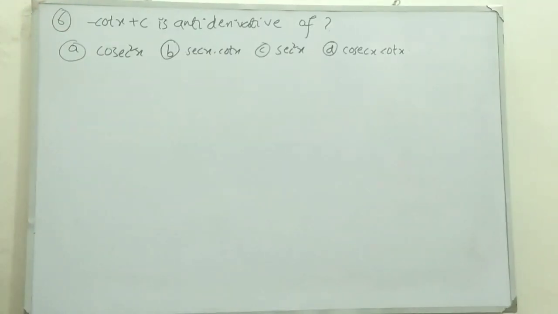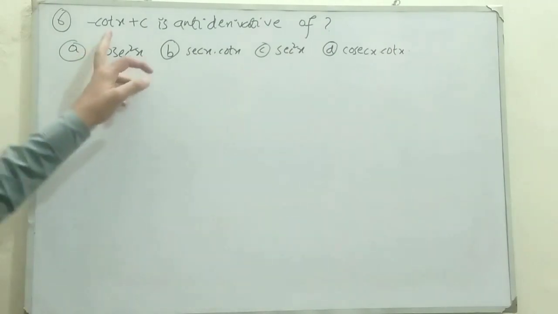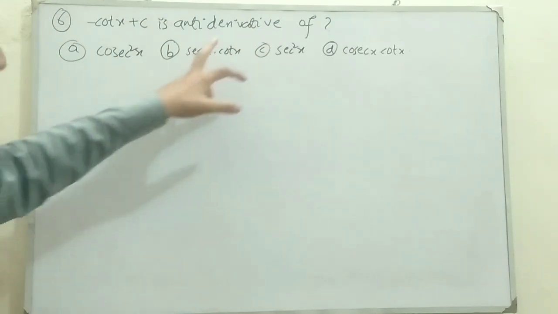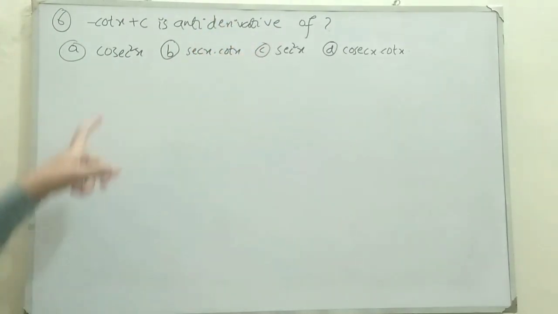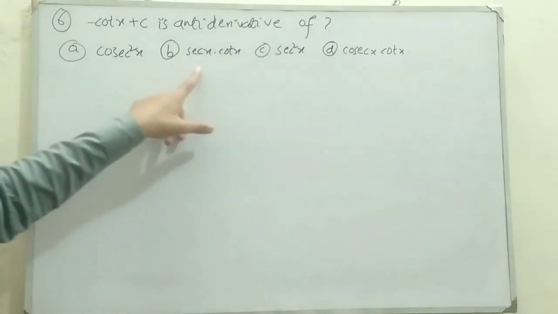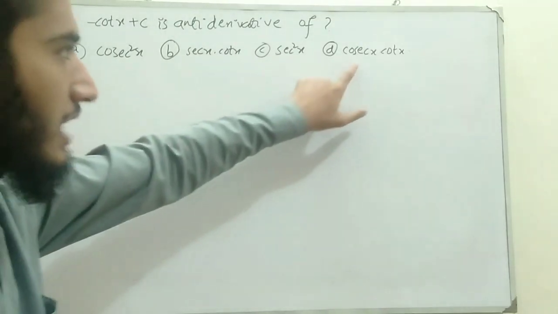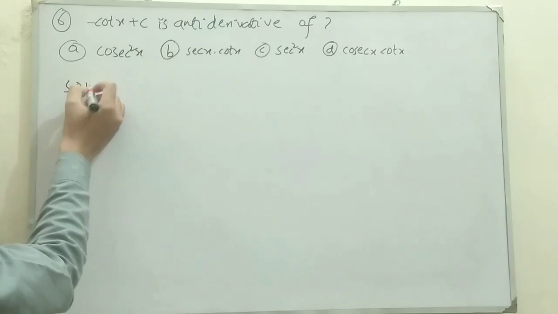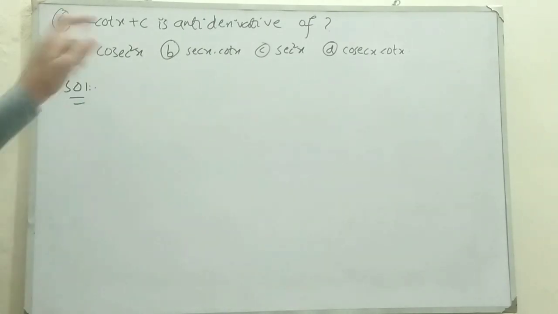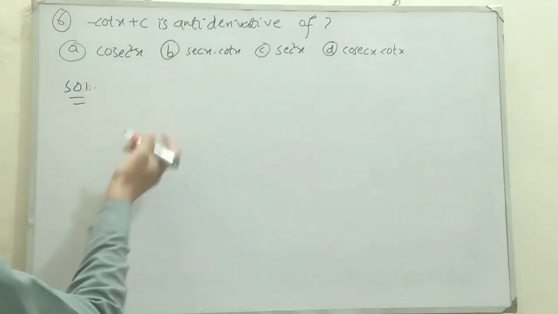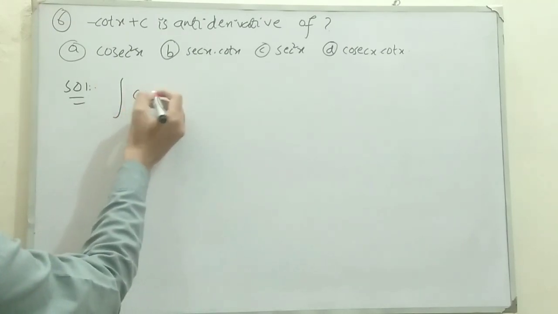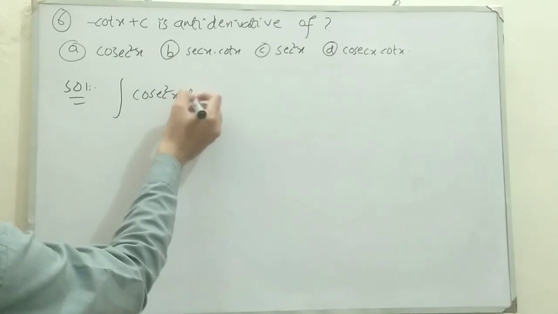Now move toward MCQ number 6. It tells that minus cotangent x plus the constant of integration is the antiderivative, meaning the integration, of which option: cosecant square x, secant x cotangent x, secant square x, or the last option, cosecant x cotangent x. So let's move towards the solution. Minus cotangent x is the antiderivative, it is the integration of cosecant square x, because we know that the integral of cosecant square x dx will be.